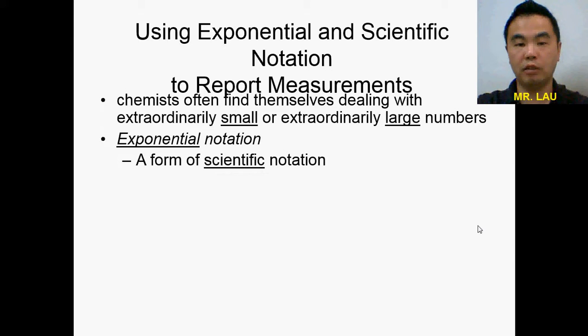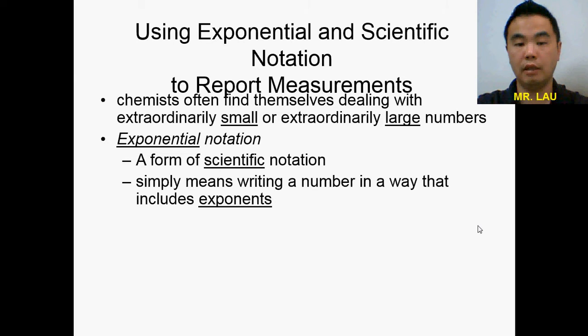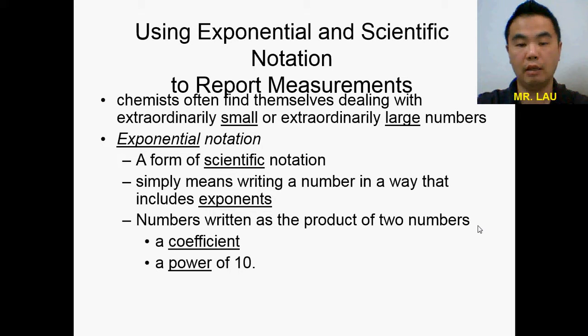Exponential notation is a form of scientific notation. It simply means writing a number in a way that includes exponents. Numbers are written as the product of two numbers, a coefficient and a power of 10.